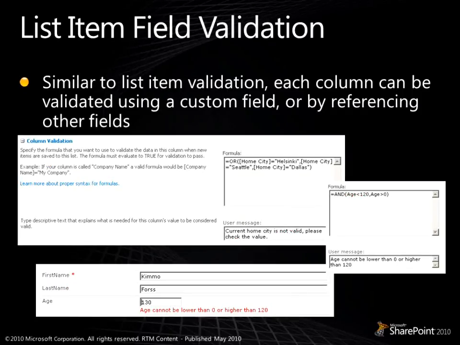List item field validation can be used to create validation rules for a particular field. The field validation rule also supports adding a user message, which is shown if the information entered is invalid. In the example, we've configured that the age has to be between 0 and 120. If some other values are tried to be entered, updates are declined and the message will be shown to end users.